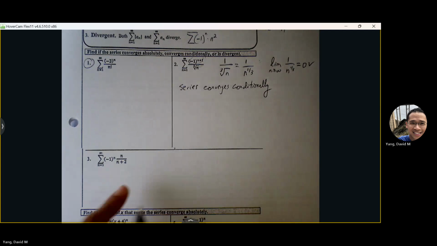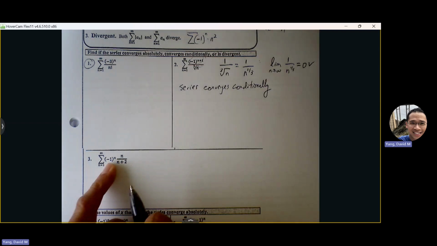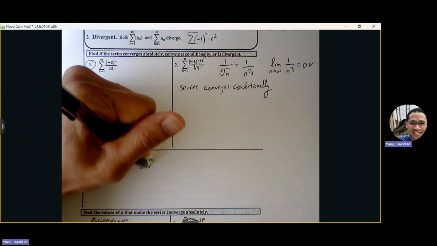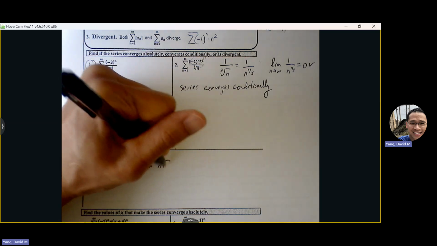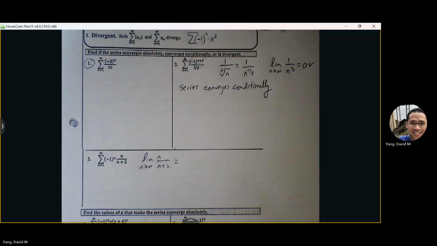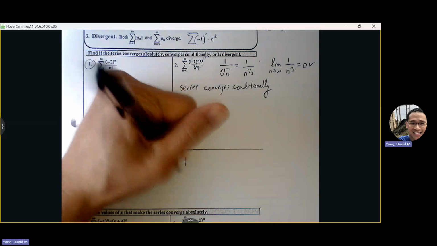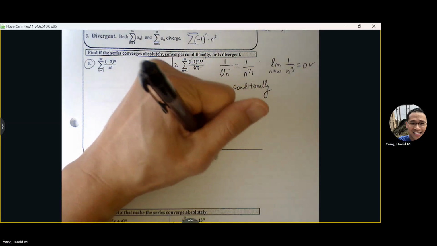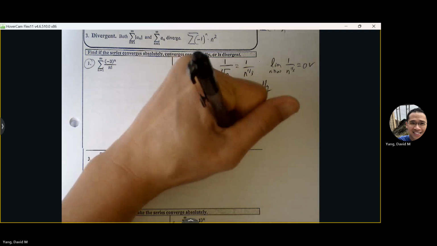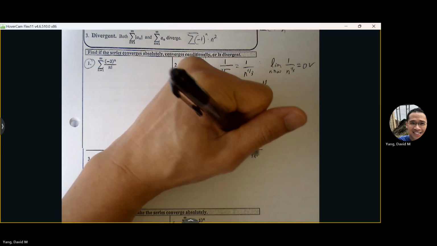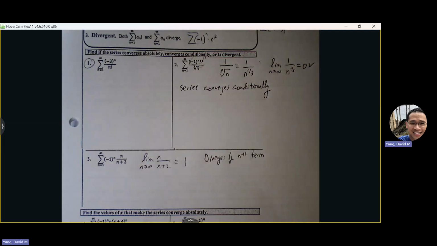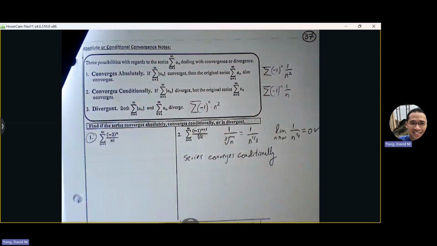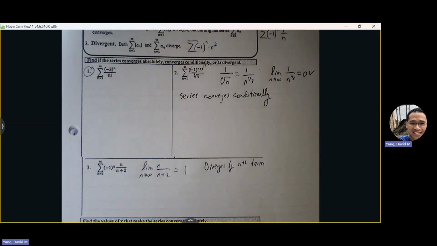Number 3, we have an alternating series again, but the limit as n approaches infinity of n over n plus 2 is equal to what? 1. What does that tell us? Diverges by what? Nth term. So this series diverges. It's not converging absolutely. It's not converging conditionally. It just diverges by the nth term test.